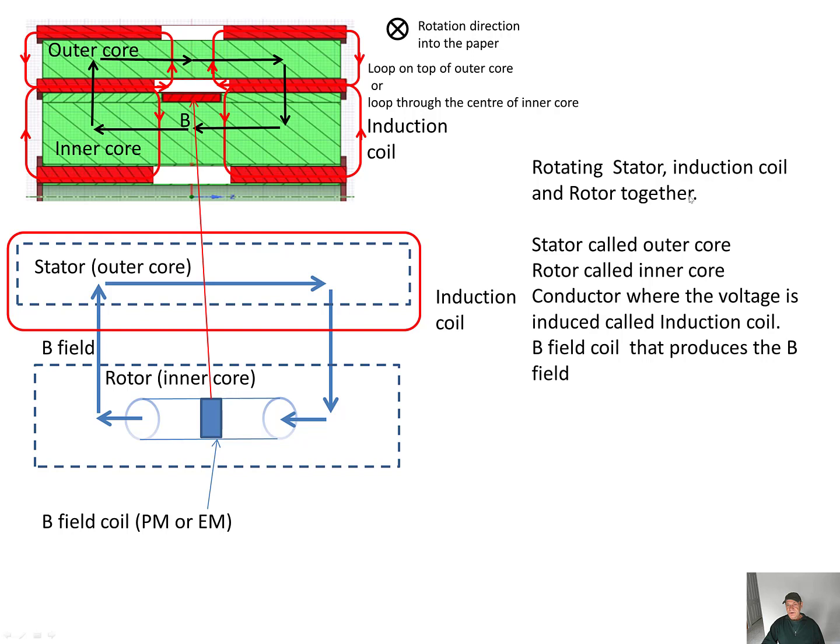Rotating stator, induction coil and rotor together. Stator called outer core, rotor called inner core, conductor where the voltage is induced called induction coil, B field coil that produces the B field.